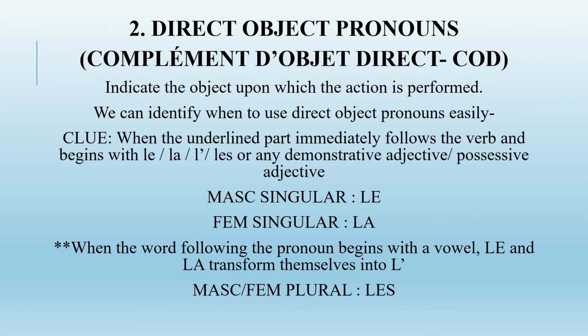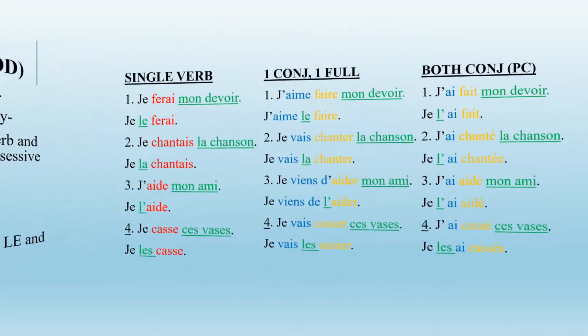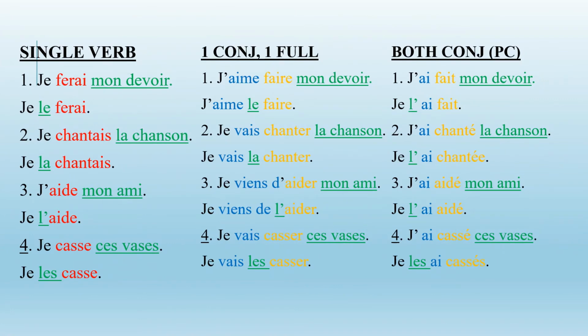Now you need to be careful that when the word following the pronoun begins with a vowel, then le and la will change into l apostrophe, but les will not. Les will remain les even in front of a vowel, but le and la have to change into l apostrophe before a vowel. So let's look at some examples so that you understand how they are placed.